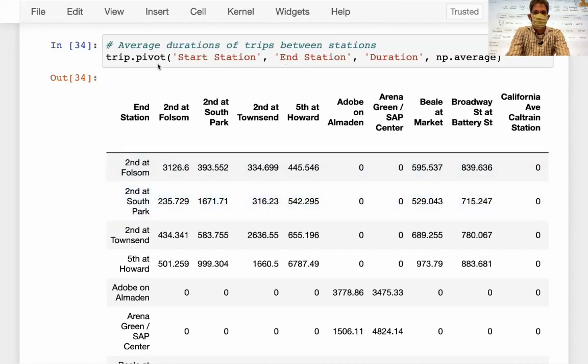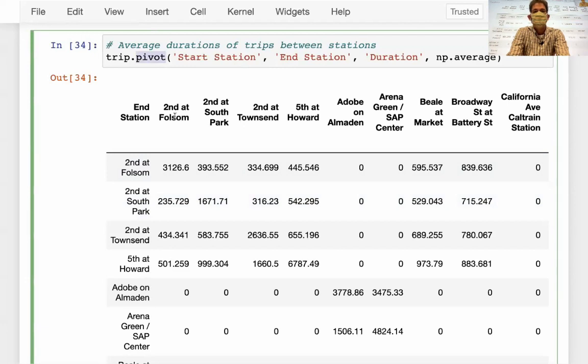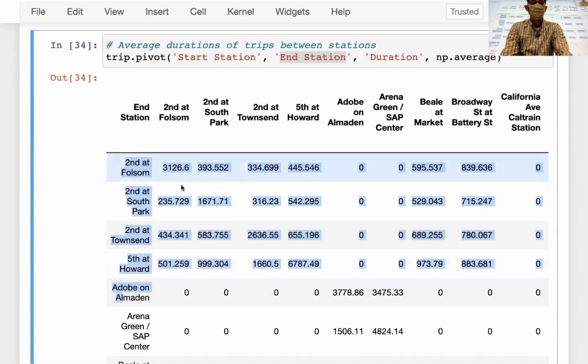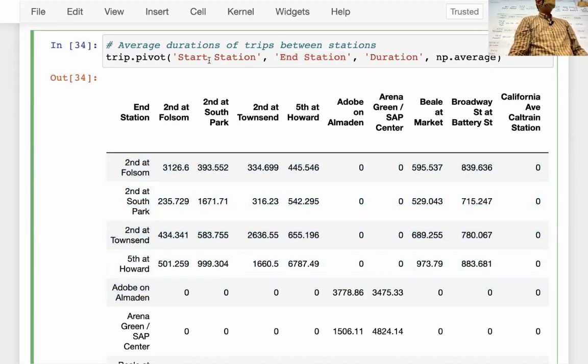How is a pivot table organized? So this is the result of calling pivot. It is organized by having one column for every value in the trip table's start station column, one row for every value in the trip table's end station column. And in each cell is something about the duration. What about the duration? Well, the average duration of all trips from that start station to that end station. That's how it's organized. What about the order? Well, these are just in alphabetical order, and these are in alphabetical order. Okay.